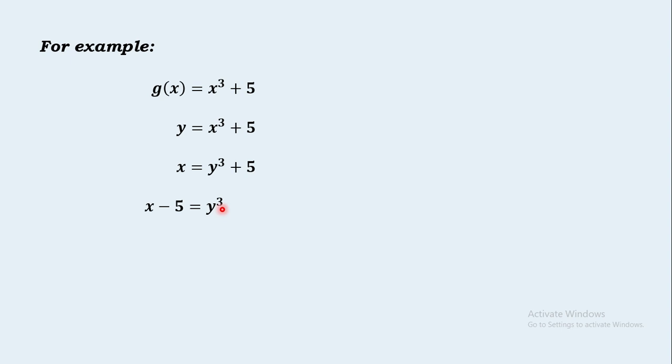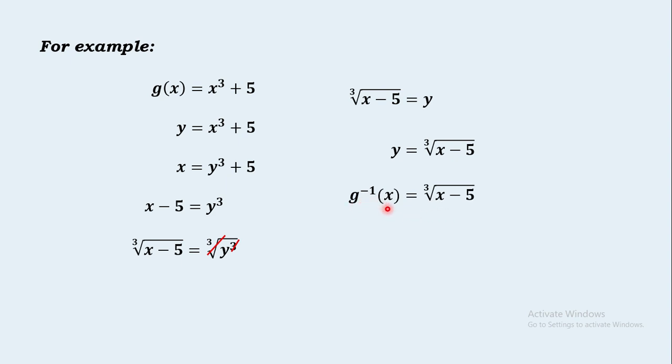And to eliminate the exponent of y here, which is cube or 3, we need to extract the cube root. So extract the cube root at the left side of the equation and of course at the right side of the equation. Because whatever you do to the left side of the equation is the same thing that you need to do at the right side of the equation and vice versa. In this case, we can now cancel out the exponent of y and the radical. So the remaining equation shall be the cube root of x minus 5 equals y. Or we can rewrite this function as y equals the cube root of x minus 5. And using the inverse notation, that becomes g inverse of x equals the cube root of x minus 5.